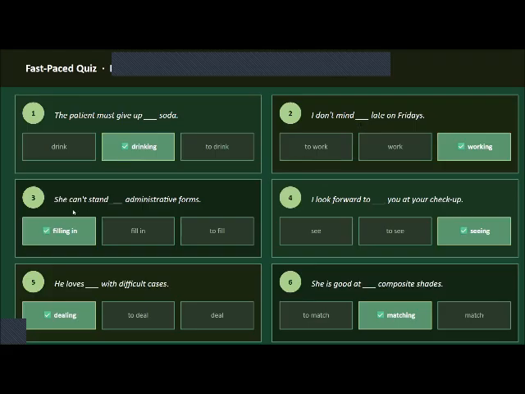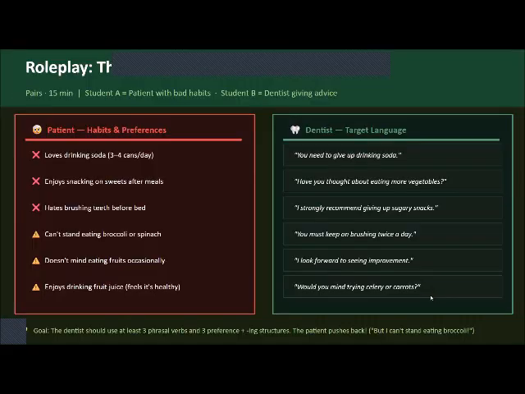She can't stand filling in administrative forms. Okay. I look forward to seeing you at your checkup. He loves dealing with difficult cases. And she's good at matching composite shades. Good. All right.